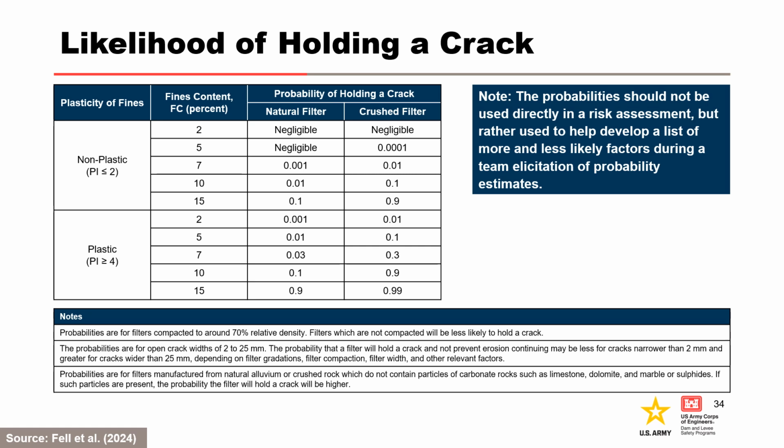The likelihood that the filter will hold a crack can be estimated using the table on this slide, taking into account the fines content, plasticity of the fines, whether the filters were manufactured from natural sand and gravel or from crushed rock, degree of compaction of the filter, and crack width in the core and the filter. The descriptors and probabilities should be used to help develop a list of more and less likely factors during a team elicitation of probability estimates.